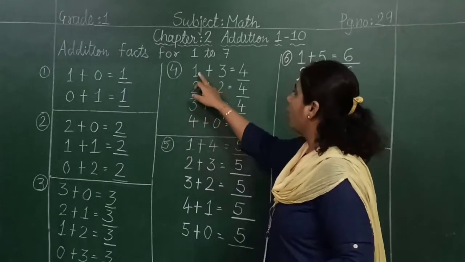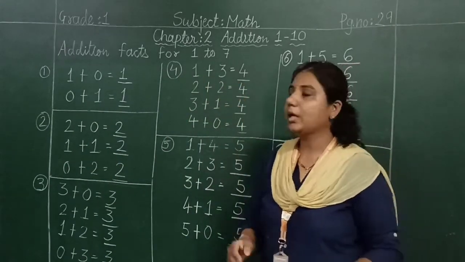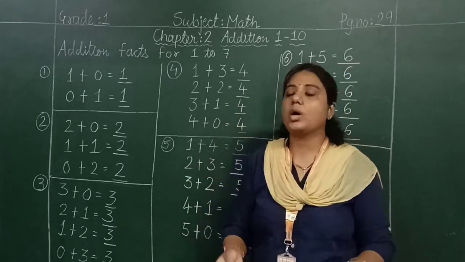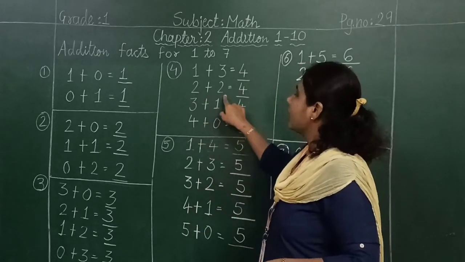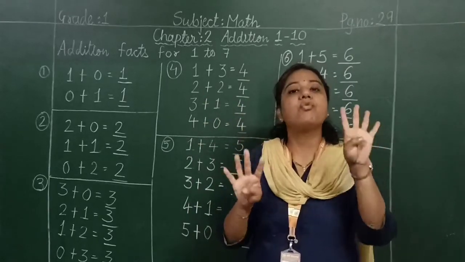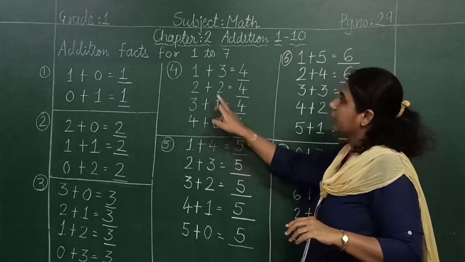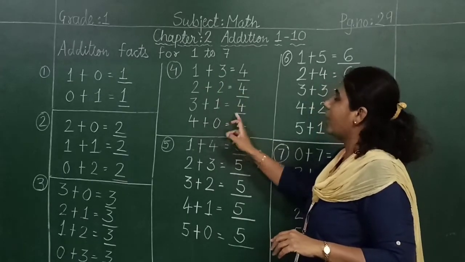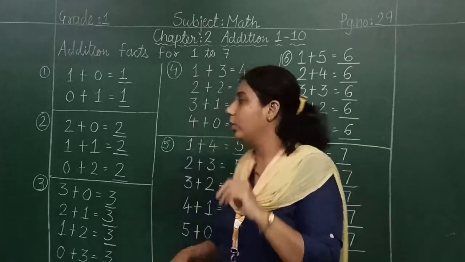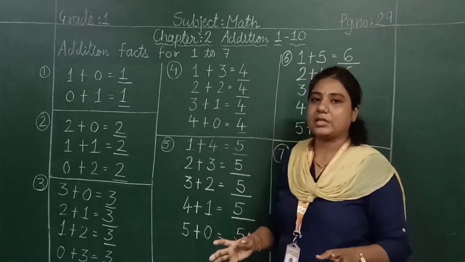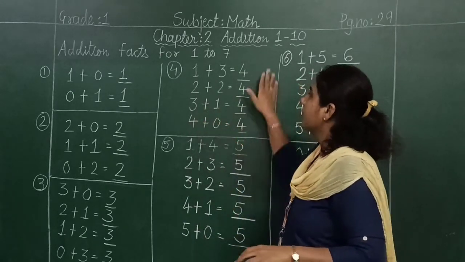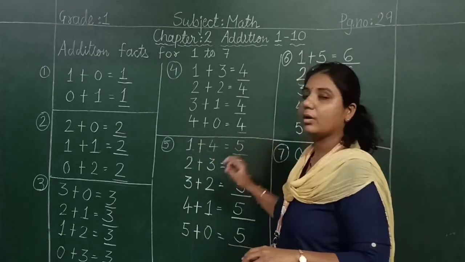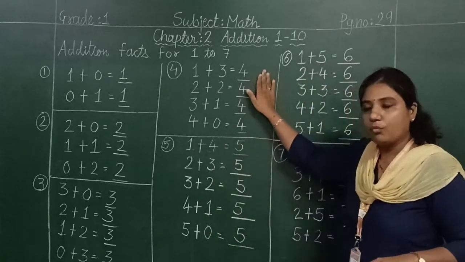Number 4. 1 plus 3. क्या होता है? 1 and 3 को हम plus करते हैं. So what is your answer? 4. 2 plus 2, 4. 3 plus 1. उल्टा? यहाँ पर 1 plus 3 था, यहाँ पर उसका उल्टा, 3 plus 1. Answer will remain 4 only. See, digits are changing. यहाँ पर digits change हो रहे हैं, but answer is remaining same. 4 plus 0, 4. So, this is the addition facts of 4 number.